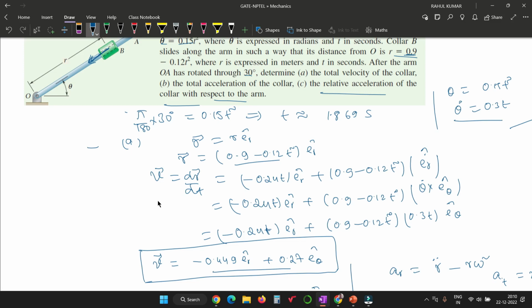In the next week I will start Newton's second law, and we will solve very good problems. Okay, now I'm stopping the recording.